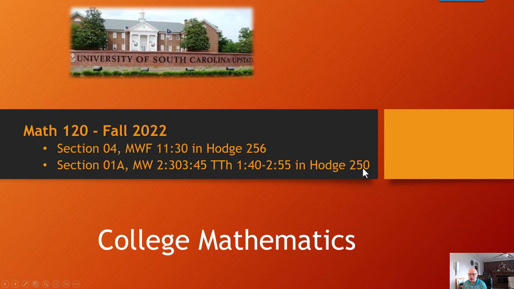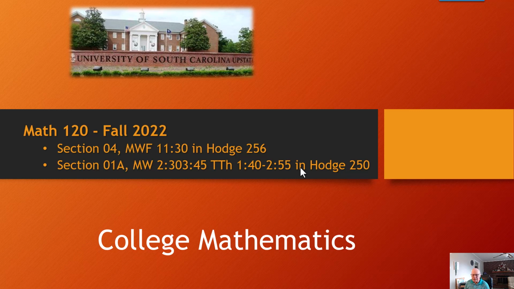The common part is the Hodge 250. You don't have to worry about going to different rooms. It's always Hodge 250. If you come into the Hodge building, up the stairs, coming from the library, just turn a slight left and you're at Hodge 250. Very simple. Now that's on Tuesday and Thursday, so get it done today, get here on time, you'll be fine.